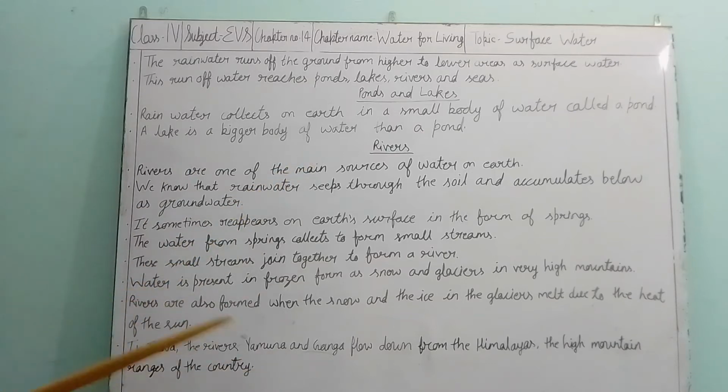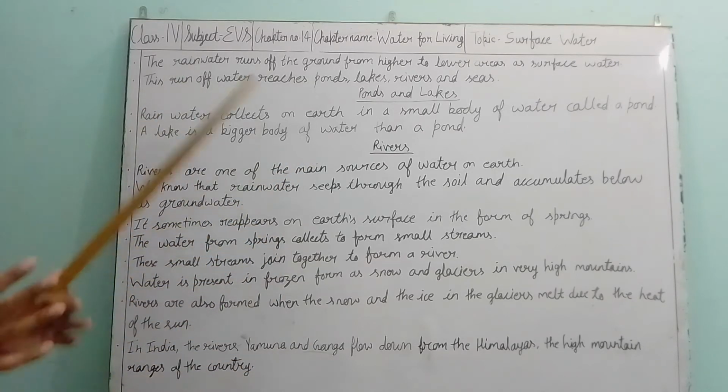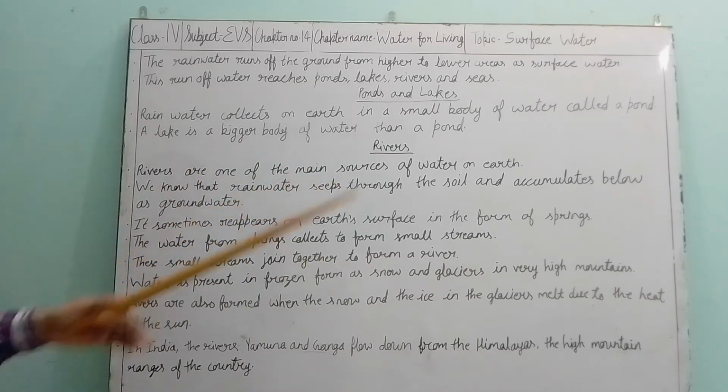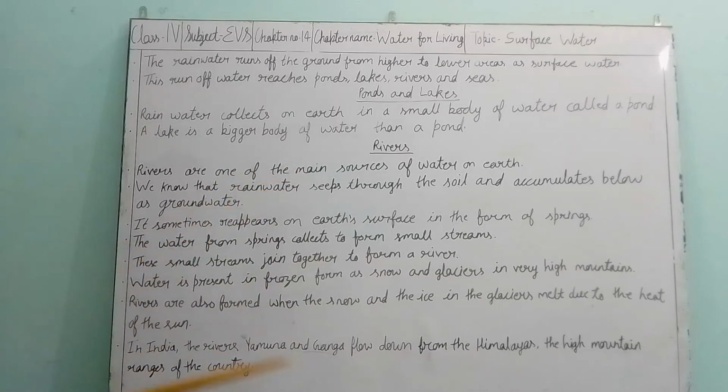But in the rivers, normally the water comes from the mountains also. So in the rivers, the water collects and flows throughout the year. A few rivers may dry up, but most rivers have water. So it is also the main source of water on the earth.